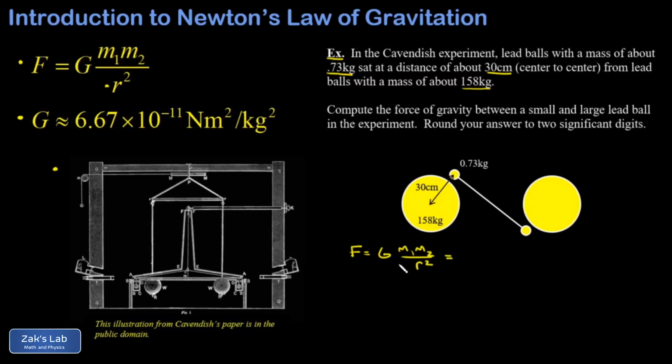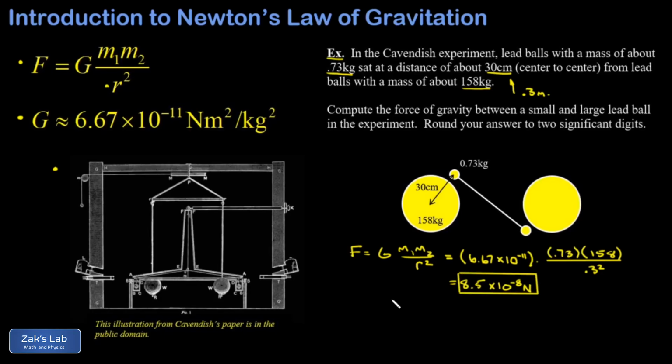So we write down Newton's law of gravitation, and then we're going to plug in big G and the value of the masses, and then the separation distance between the two masses, center to center, is 0.3 meters, just converting to SI units there. So there's all the numbers plugged into Newton's law of gravitation, and when we run the numbers, we get 8.5 times 10 to the negative 8th newtons. So we're talking about forces on the order of hundreds of millionths of newtons. And it's absolutely mind-blowing that this could be measured in the late 1700s.